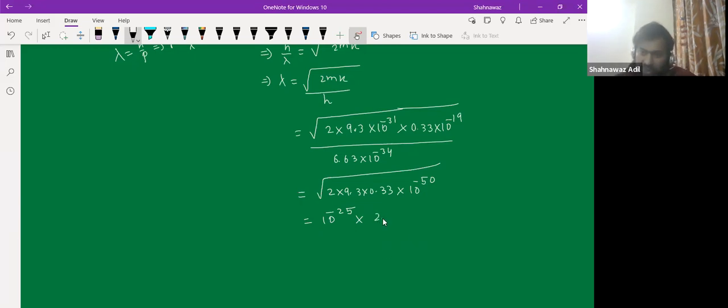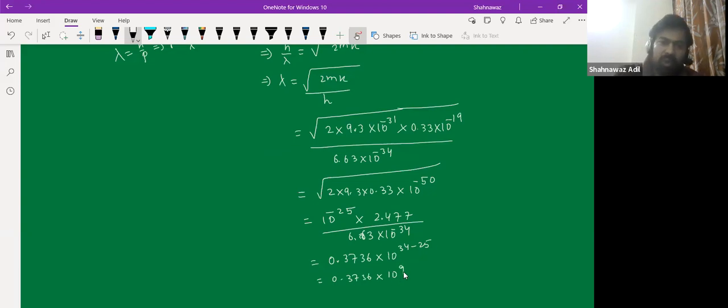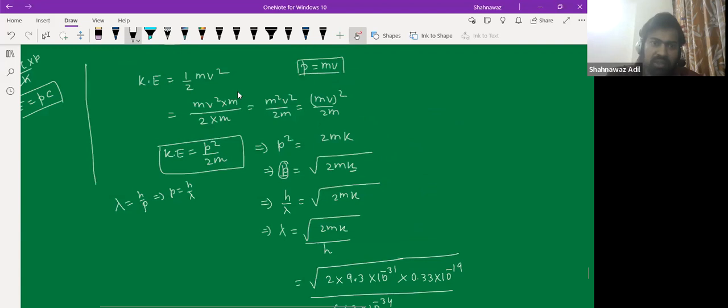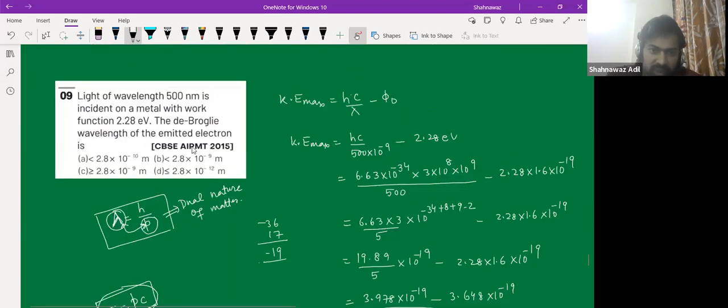So 2.477 divided by 6.63 into 10 to the power minus 30. Divided by 6.63, this is 0.3736, and the 10 to the power 34 goes upstairs, giving 10 to the power minus 25. So what is the answer?